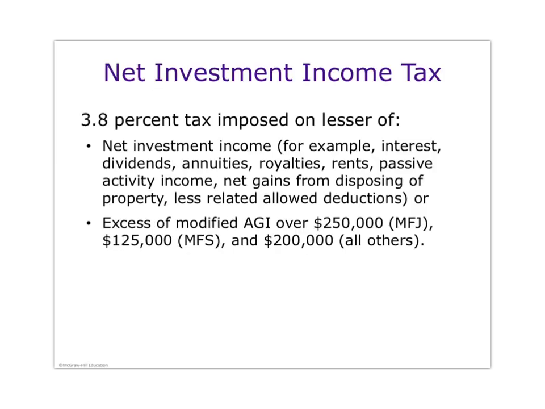All right, so now let's talk about the net investment income tax. We've talked about this very generally before, but this is an additional 3.8% tax imposed on the lesser of net investment income, okay, or excess modified AGI, and these amounts.